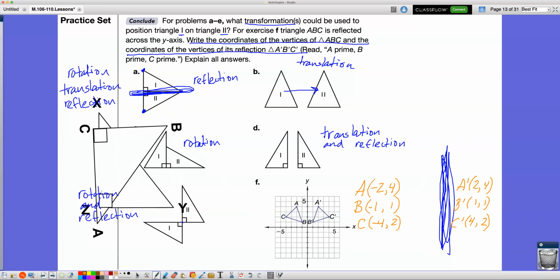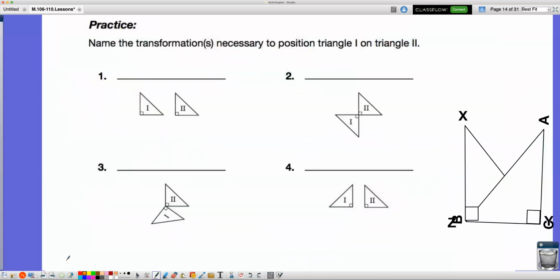All right, and that is transformations in a nutshell. If you can please answer that, you need to name the transformations necessary to get from position 1 into position 2, or triangle 2 in this case. So remember, number 2 is over here. From here to here, what would it take? What movements does it require? Same with number 3 and number 4.